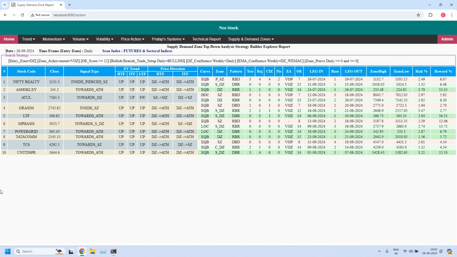Okay, next let's verify LTF, ITF, HTF confluence. Earlier 21 stocks are filtered. Out of those 21, how many are having LTF, ITF and HTF confluence? That means daily zone should be part of the weekly. Daily and weekly together again part of the monthly zone. Monthly is HTF time frame.